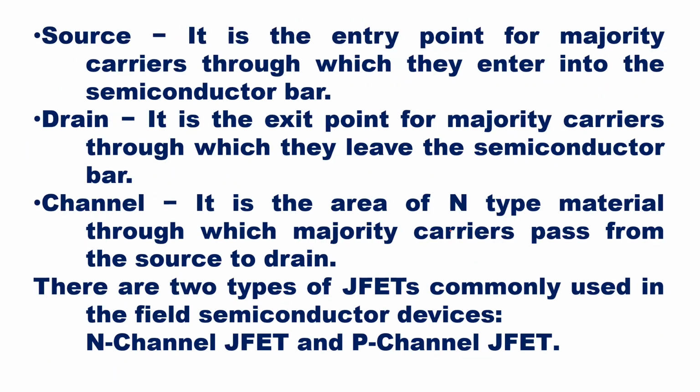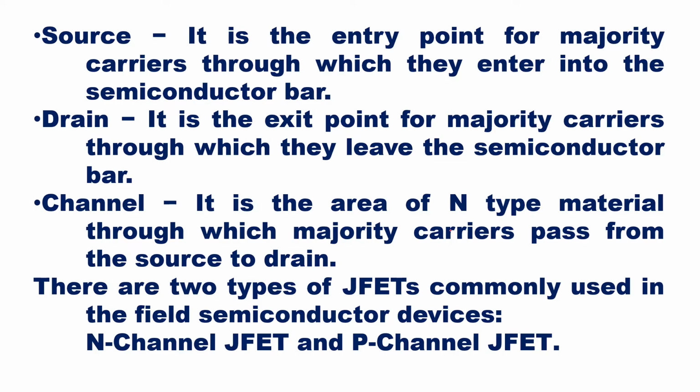Then what do we mean by the source terminal? It is the entry point for majority carriers, through which they enter the semiconductor bar. And the drain is the exit point for the majority carriers, through which they leave the semiconductor bar. Then what is a channel? It is the area of n-type material, because here we are speaking about an n-type bar, through which majority carriers pass from source to drain. For a p-type bar, it is the same logic.